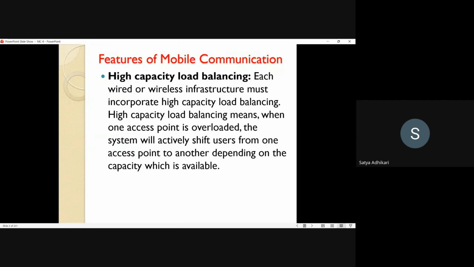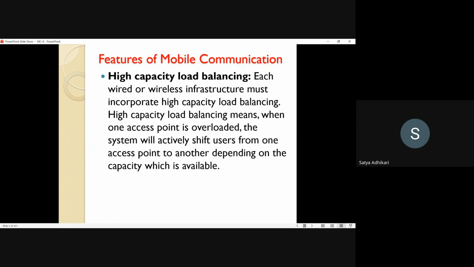Features of mobile communication: high capacity load balancing. So why do we use mobile communication? What are the features? Each wired and wireless infrastructure must incorporate high capacity load balancing. High capacity load balancing means when one access point is overloaded, the system will actively shift users from one access point to another depending on the capacity which is available.